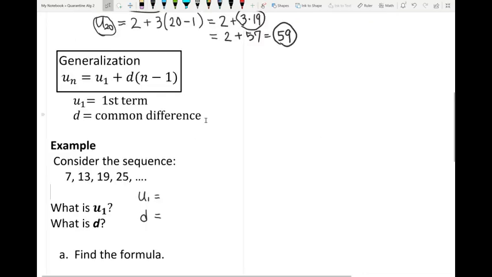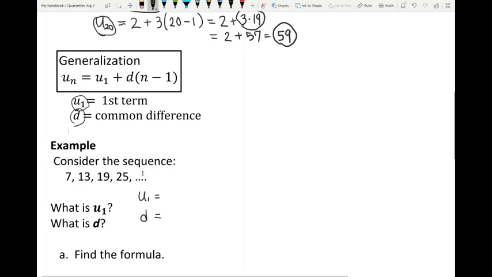So in order for you to figure out the formula for any arithmetic sequence, basically you need two things. You need the first term and the common difference. As long as you identify those two numbers, you have the formula.